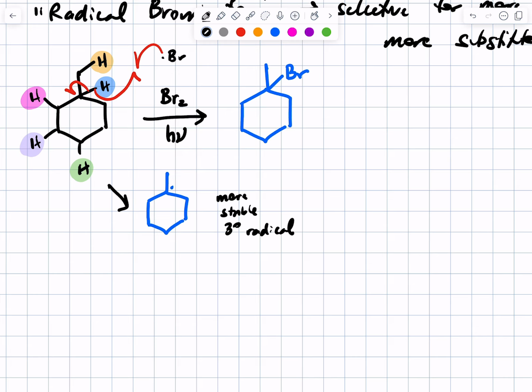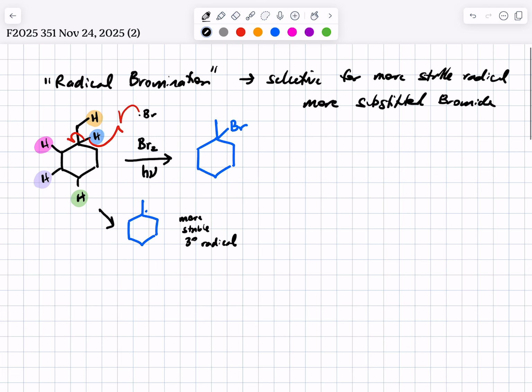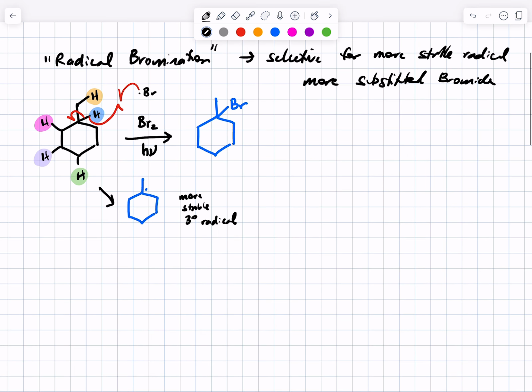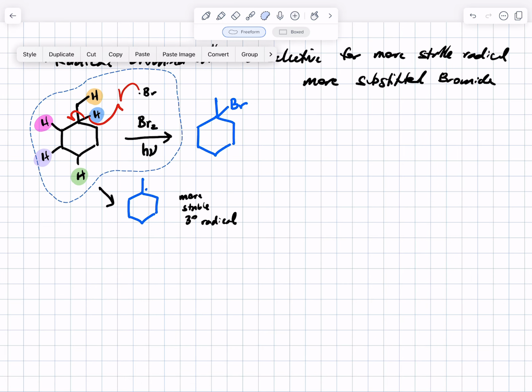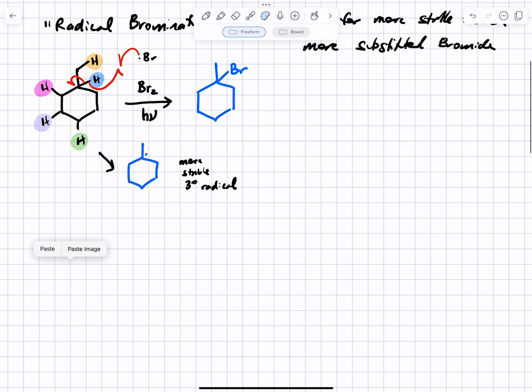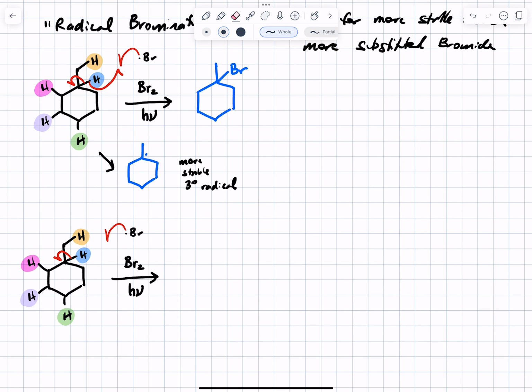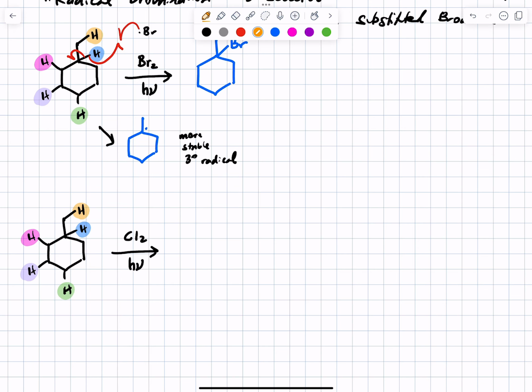And so this is a similar rule to rules you've learned earlier about carbocation stability, and it explains the regioselectivity of radical bromination. Now, interestingly, if we take the same starting material and instead we use chlorine, Cl2, you can still do a radical reaction, but it turns out with chlorine, you get a mixture of products.